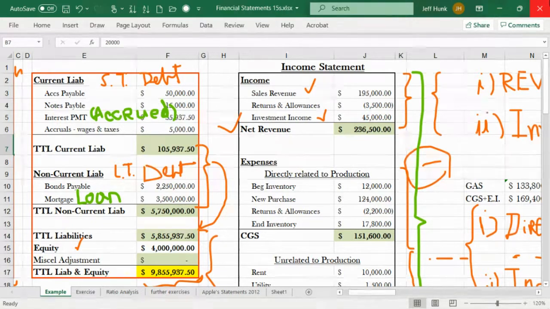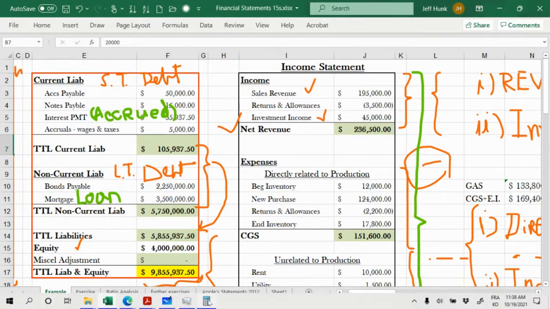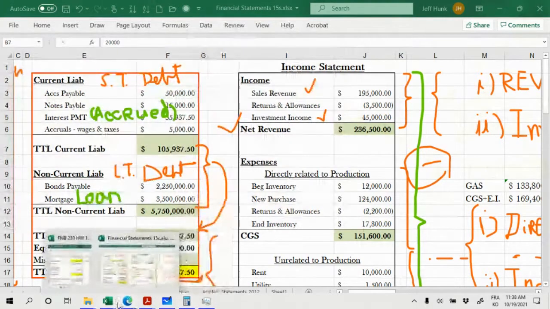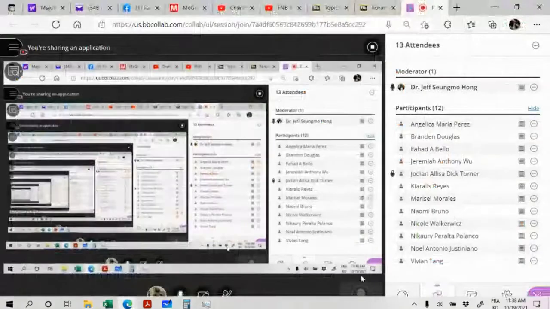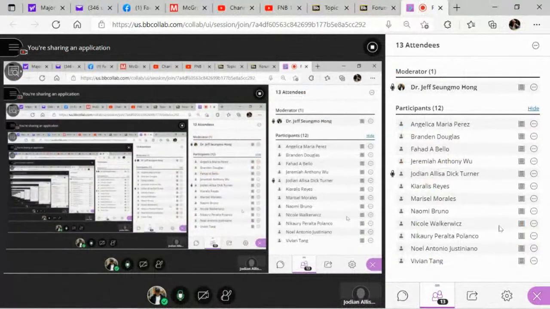What did I say? The basic operating cycle. What did I say is the basic operating cycle of businesses? Anyone remembers? Quarterly? Yes, quarterly, of course. And who said that? Jodianne. Okay, Jodianne, I'll give you 0.25 for that answer. Today is the 19th, right?